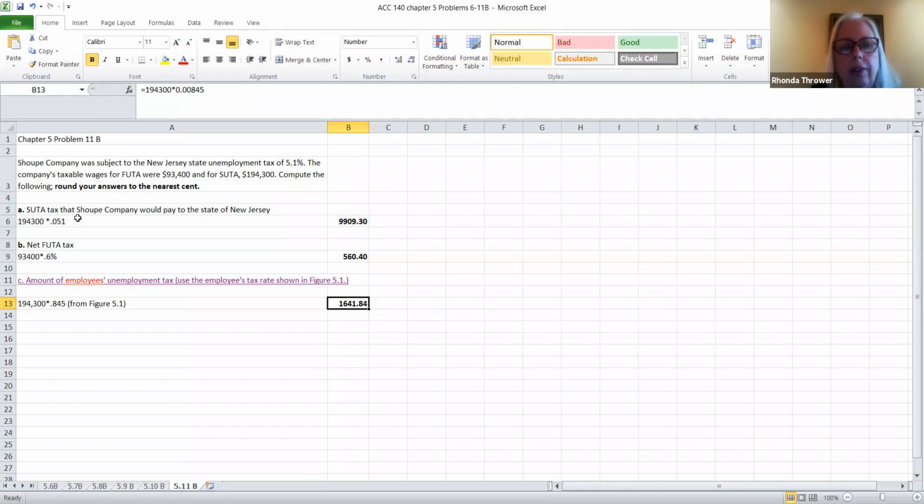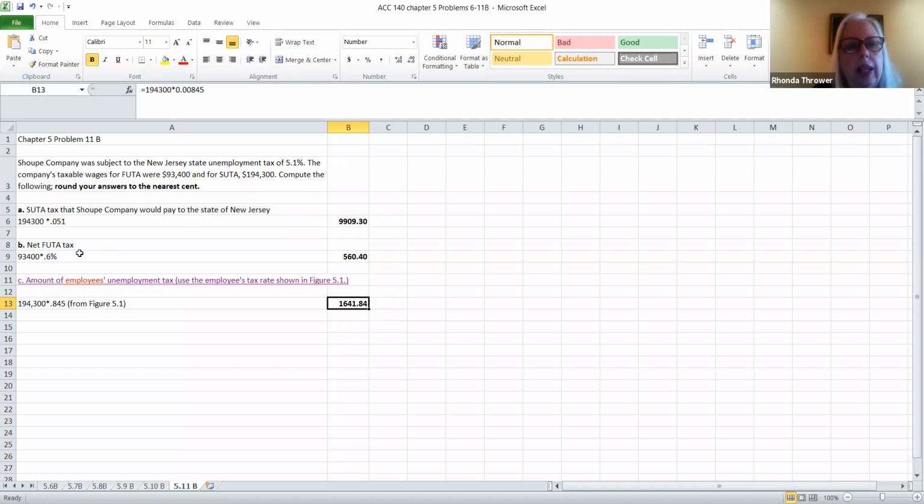The SUTA tax that soap company would pay the state of New Jersey. We'll have to take the amount of wages subject to SUTA, $194,300, and we will multiply that by the unemployment rate. The total amount of SUTA taxes is $9,909.30.